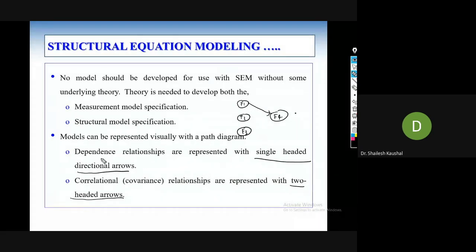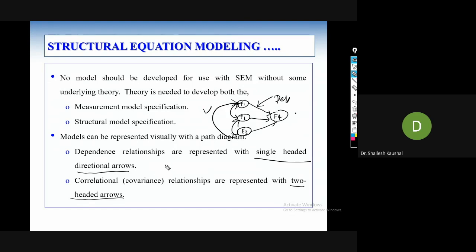Single-headed arrow: this is a dependence relationship. F1 with F4, F2 with F4, F3 with F4 is a dependence, single-headed, only one arrow. And this is a double-headed arrow. It's a covariance relationship. So in a model, when we present our model, it shows dependence relationships.